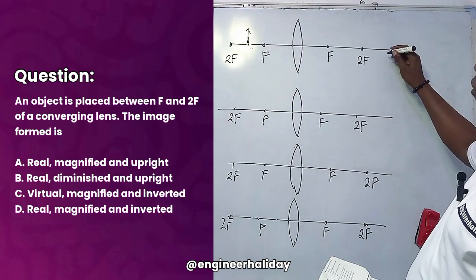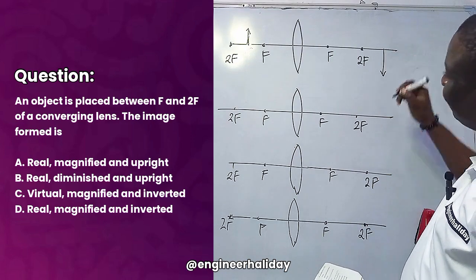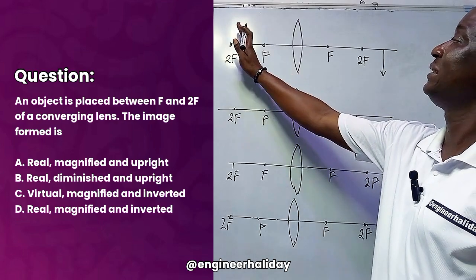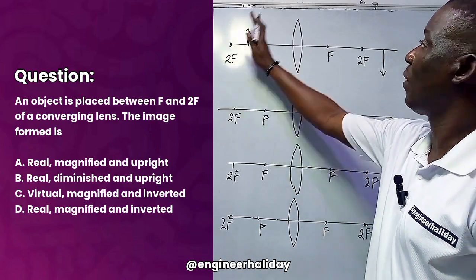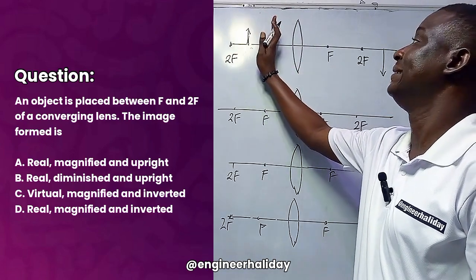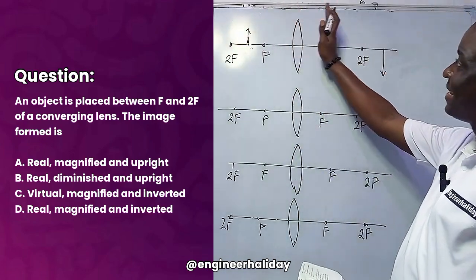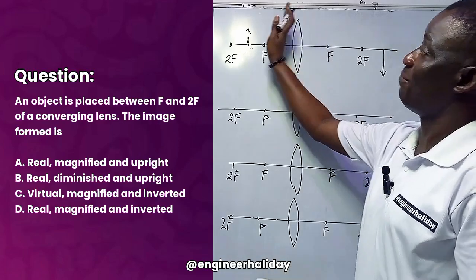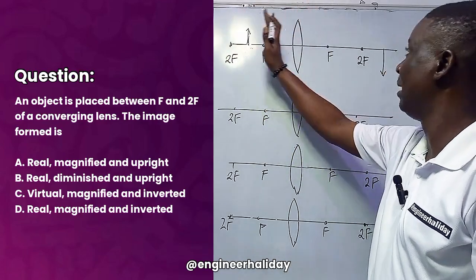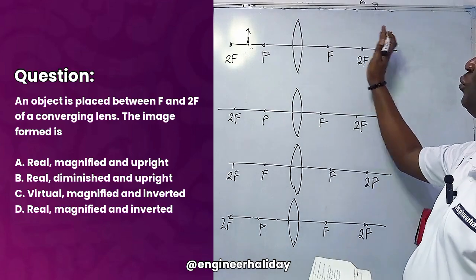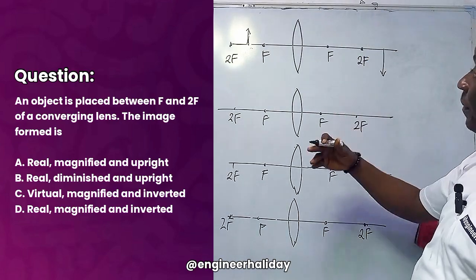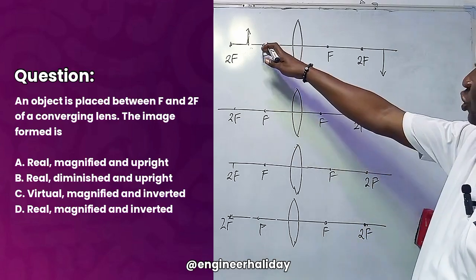The image will form behind 2F. Please take note of that. This side is the negative image side, while here is the positive image side. Any image formed here is negative, and any image that is virtual will be magnified, erect, and virtual. But any image that is formed here should be inverted and real. We cannot talk about whether it's magnified or not without the position.